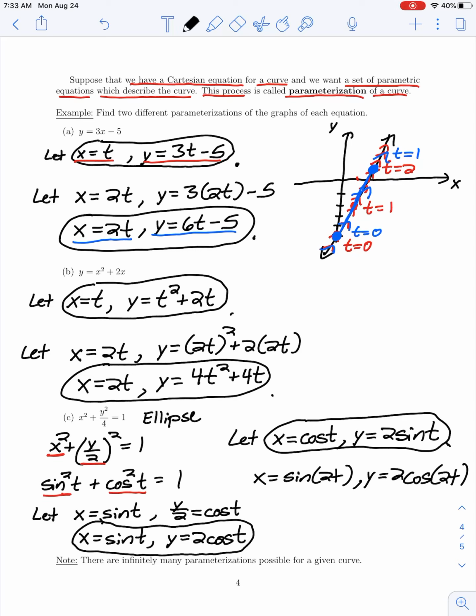So we can see from these few examples of finding a parameterization of a curve that there are infinitely many parameterizations possible for a given curve, because we could always replace t with, say, 2t or negative t, something like that. We would have the same parameterization, maybe just traversing the curve more quickly, or in the opposite direction.